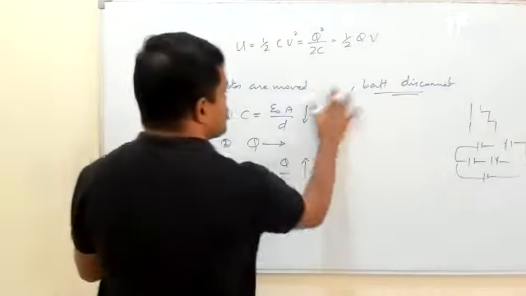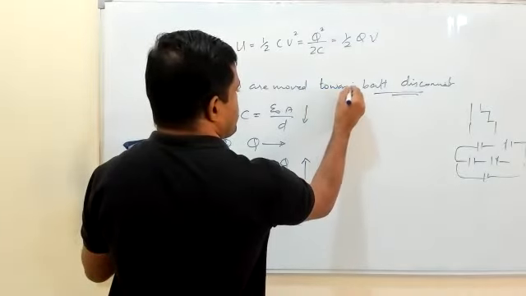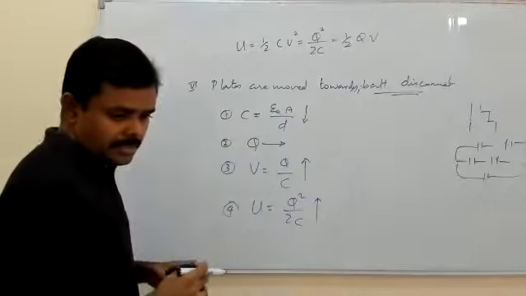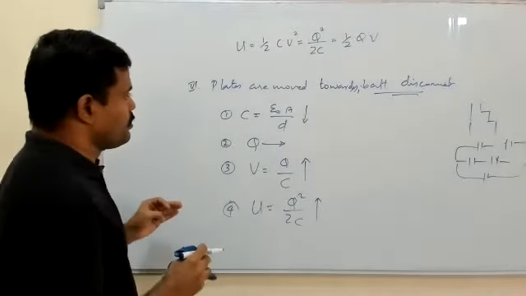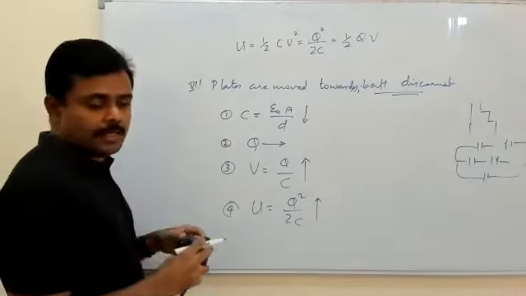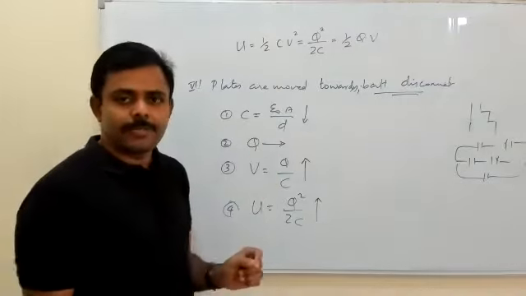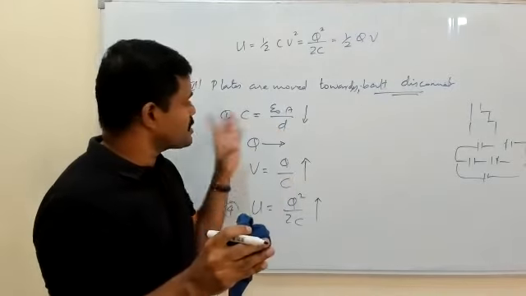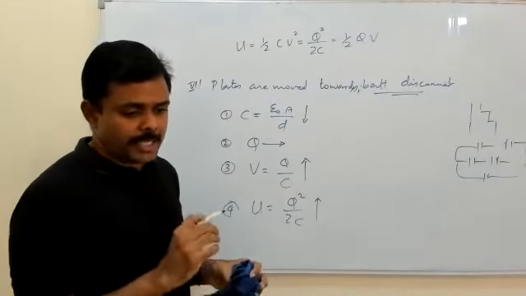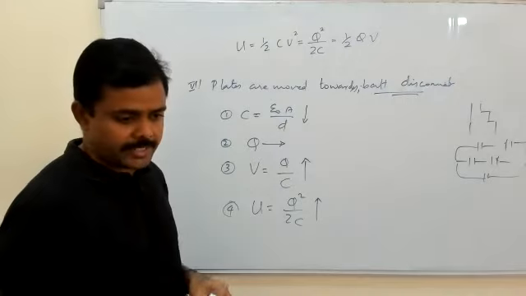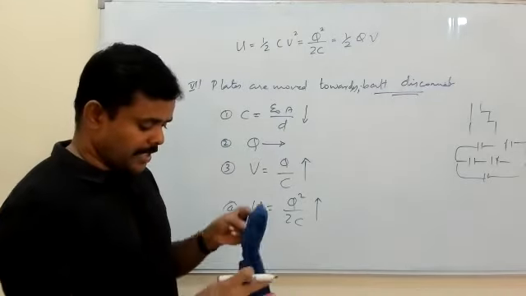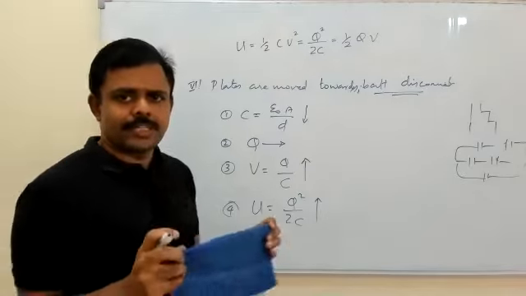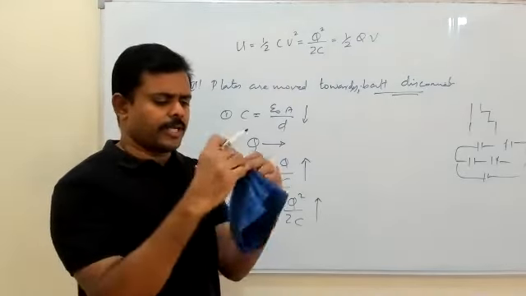This was plates moved apart. Now plates are moved towards each other. Case number 7. What happens? Distance will decrease, so the denominator decreases and capacitance increases. Case number 7 is homework for you. You can do that now. Nothing to be learned here. You will write it automatically.